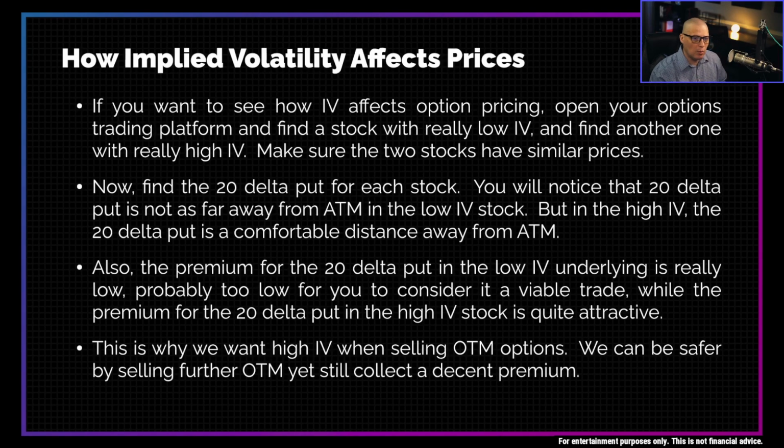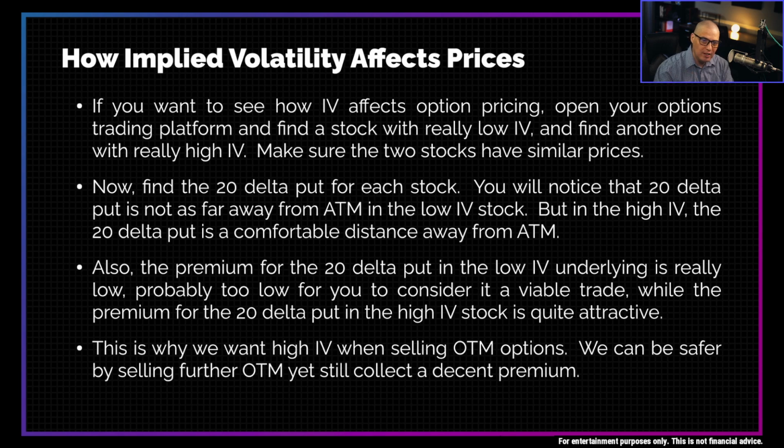So let's talk a little bit more about how IV affects prices. If you want to see how IV affects options pricing, go open your trading platform and go find two different stocks. Find one stock that has a really low IV, whatever the number happens to be, and then go find another stock that has a really high IV compared to that first stock. Now that you have those two stocks, one has a really high IV, one has a really low IV, go to the 20 delta put for each of those stocks. You're going to notice something.